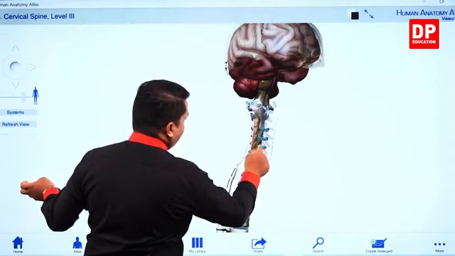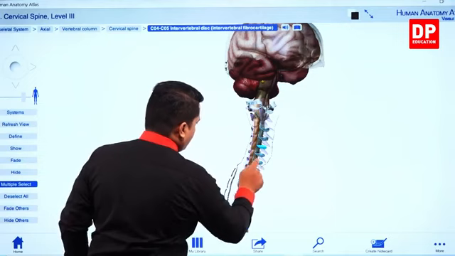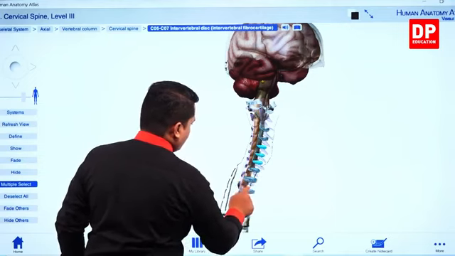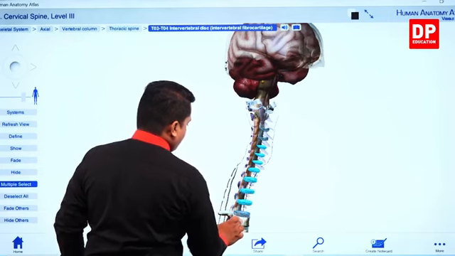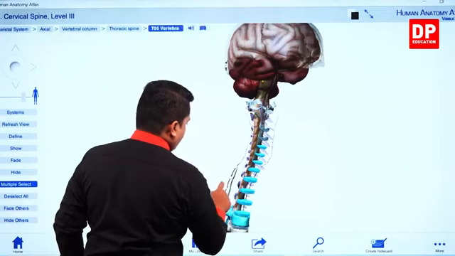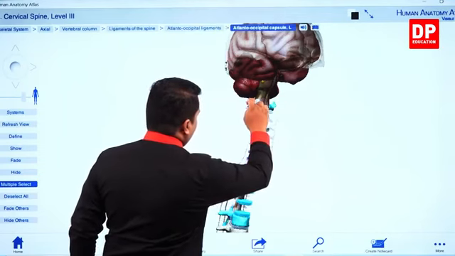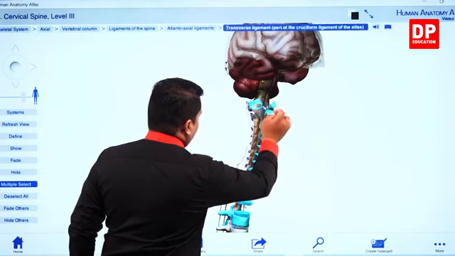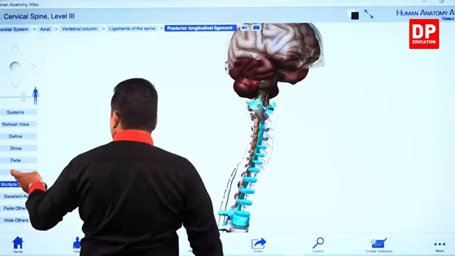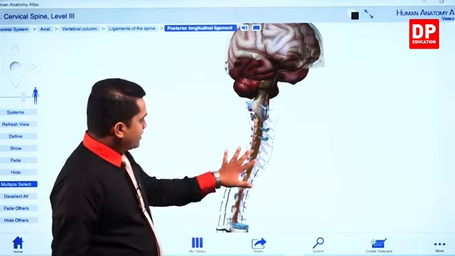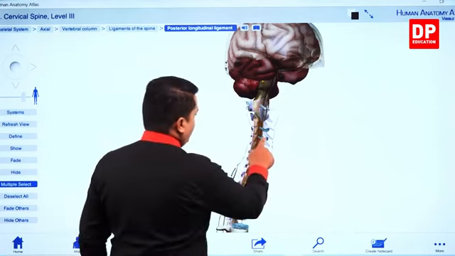See, so I'm going to select all of these spines and their components so that I could show you the spinal cord. Okay. Right, now this is the spinal cord, my dear children. When you remove the spines, you can see the spinal cord. See, this is the spinal cord.